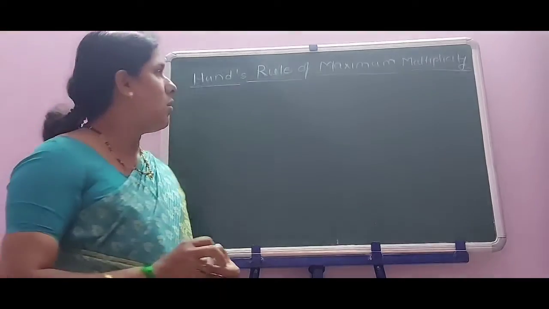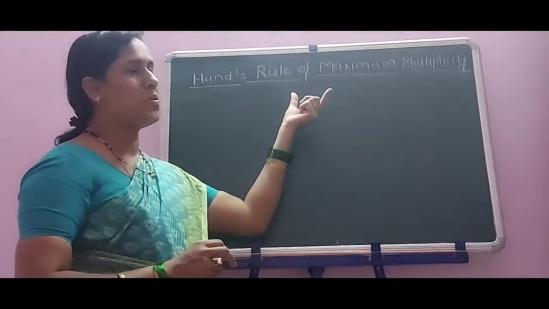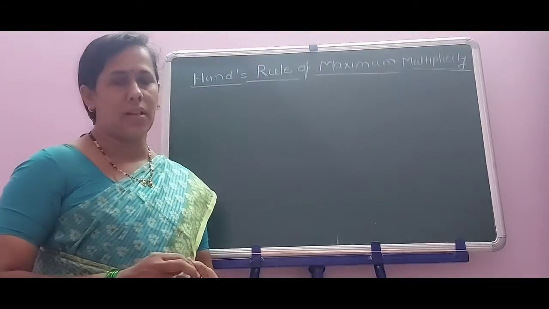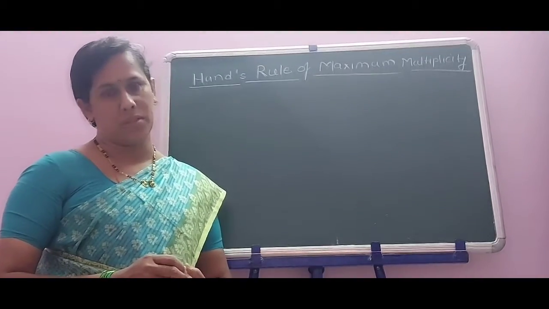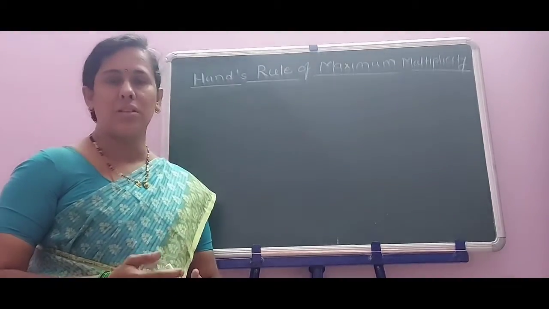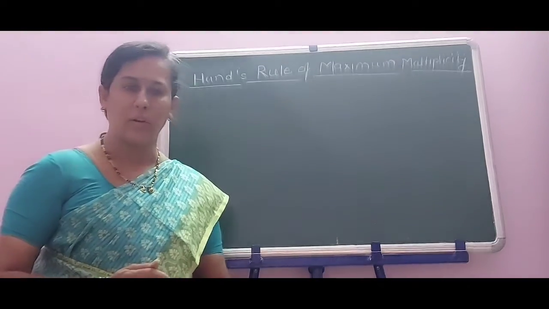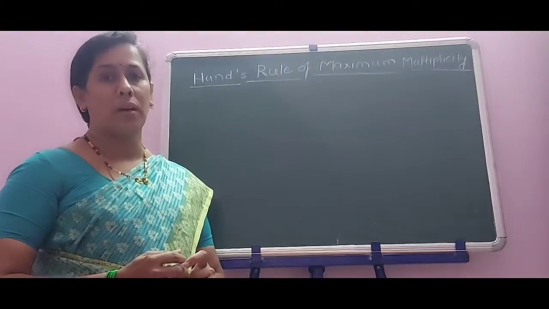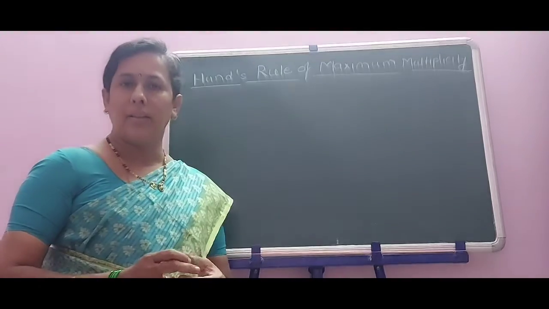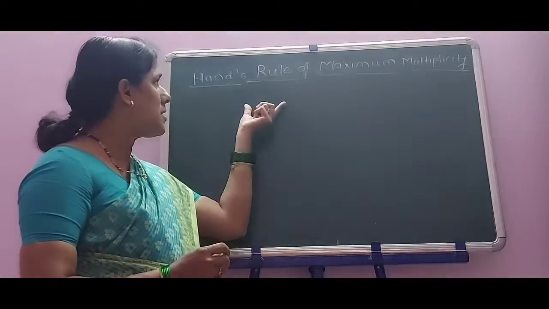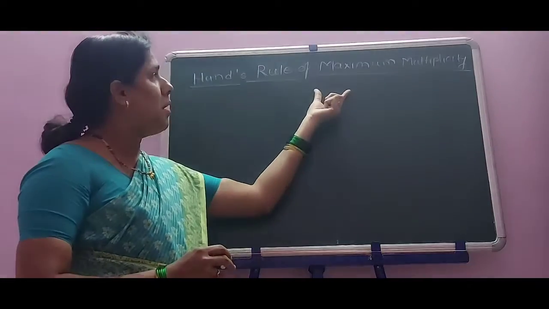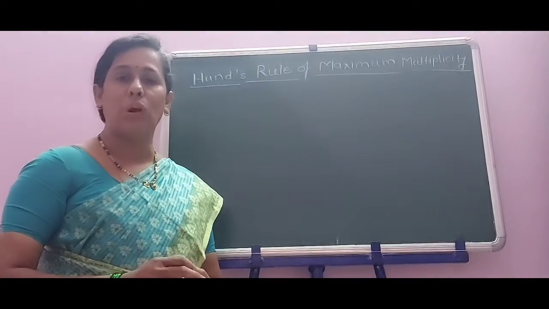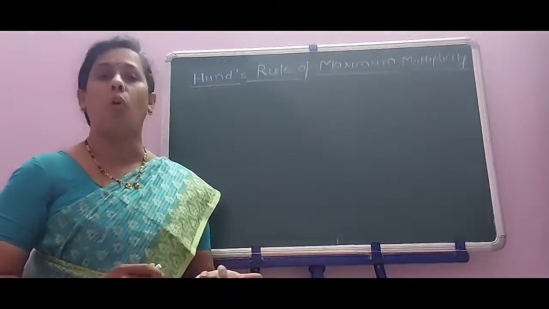In today's lecture, we are going to see Hund's rule of maximum multiplicity. In the last two lectures, we have studied Pauli's exclusion principle. Also, we have stressed how to write an electronic configuration. One by one we will revise it later. But in today's lecture, we have to stress what the rule of maximum multiplicity is. Hund's rule of maximum multiplicity means what?